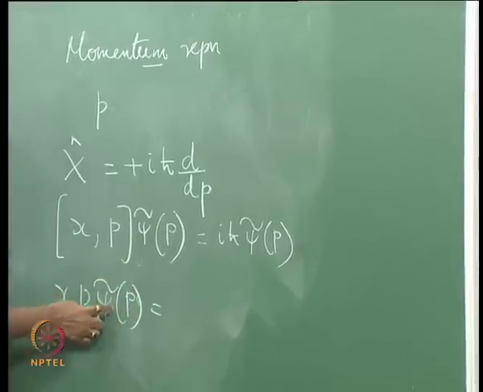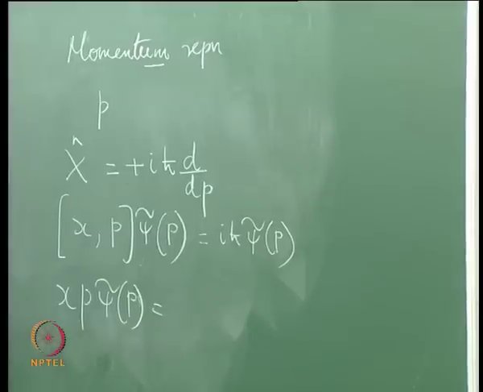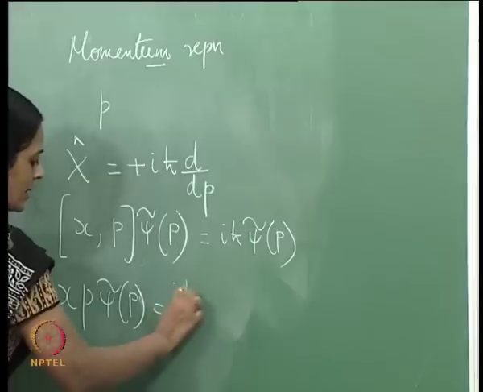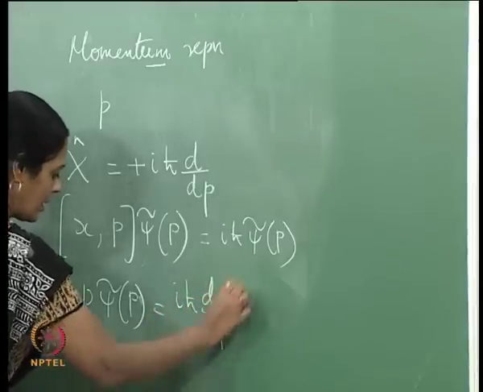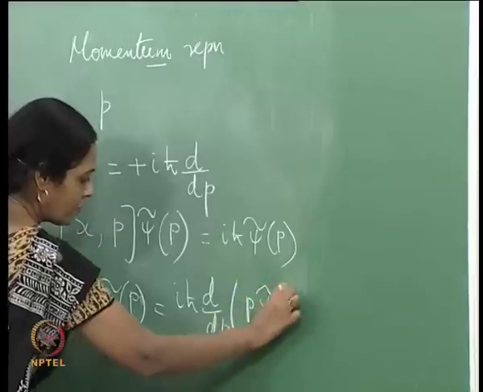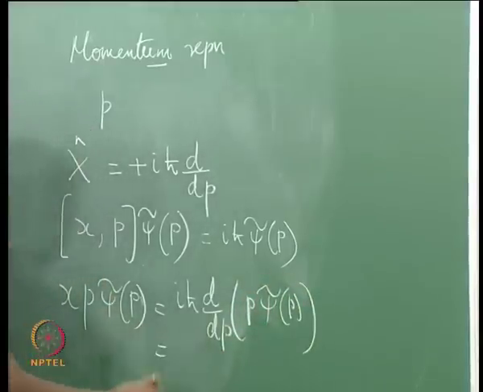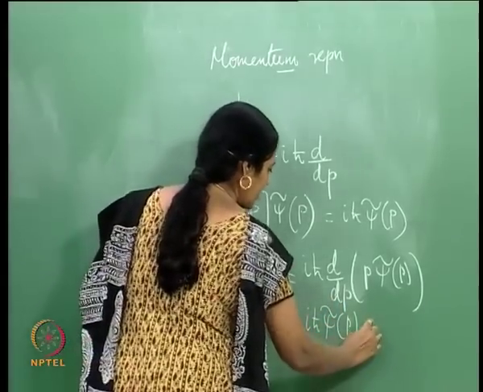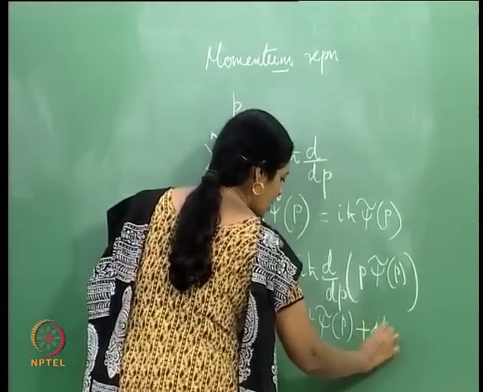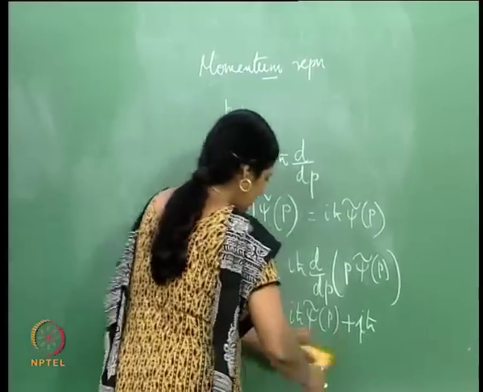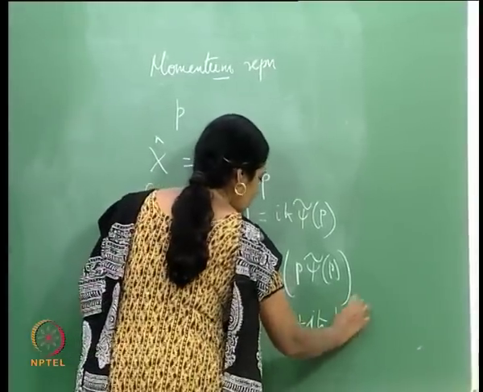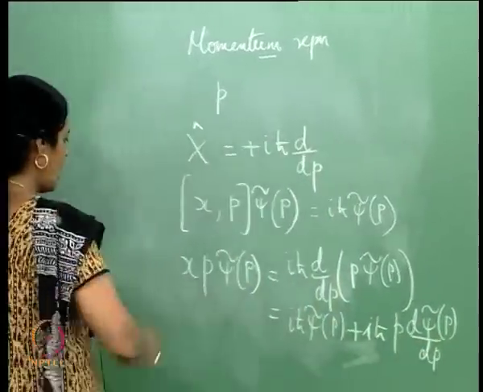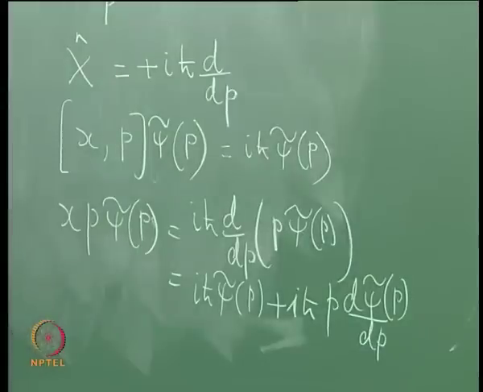So where we are looking at functions of momentum as the states in the linear vector space, this amounts to writing iħ d/dp acting on p ψ̃(p), and that has 2 terms: iħ ψ̃(p) plus p iħ dψ̃(p)/dp. This is as far as xp is concerned.